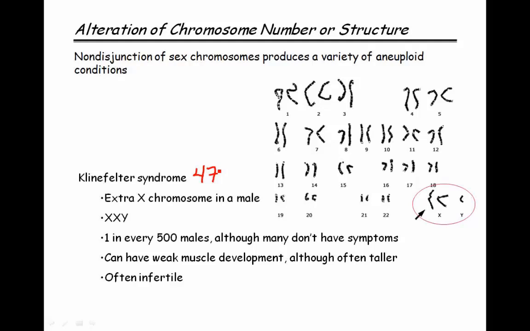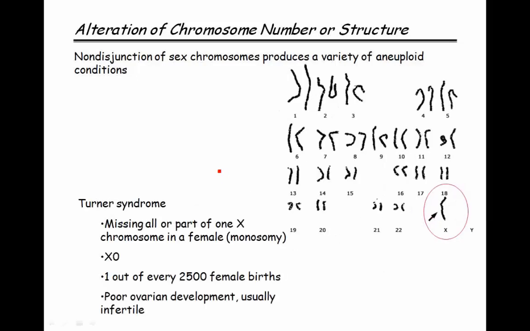So notice the difference here in someone that has an extra copy of an autosome, and they either do not survive or they have severe phenotypes, versus someone with an extra copy of a sex chromosome and you hardly can tell the difference. If we look at an example in females, Turner syndrome is when a female is missing all or part of one of her X chromosomes.